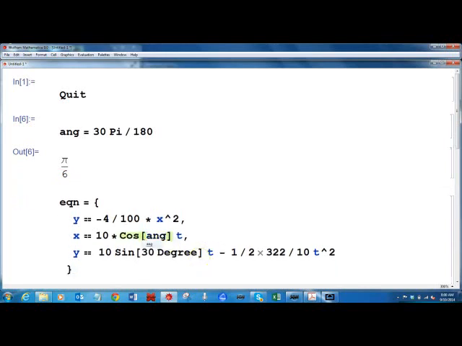Angle, A-N-G. Does that make sense? Degree is built in, so you don't have to type it. It's there. It knows what it is.